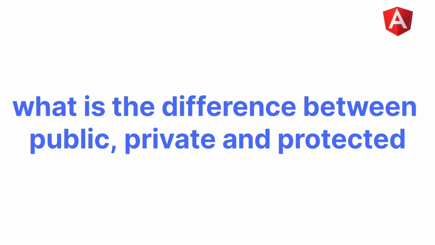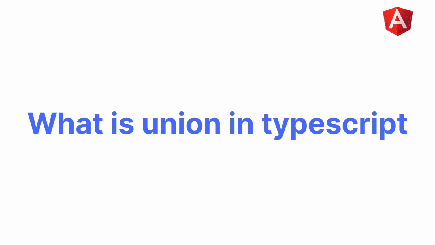What is union in TypeScript? We can, when we have a function, define the data types, like this or that. We can define the data types using that OR symbol: return type, function, variable type.